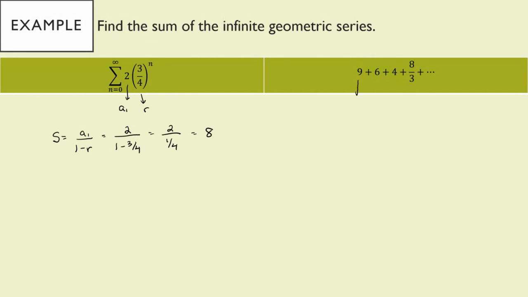On the right, we're going to have to do a little more work. We know a1, but we don't know r. And r, again, we do the same thing: we take each term, so we have 6 over 9, which is 2/3. So now we know r. Then you just plug it into the formula: 9 over 1 minus 2/3. That's 9 over 1/3, and we get 27. So it's actually easier than when you have a finite series. It's a lot simpler to do.